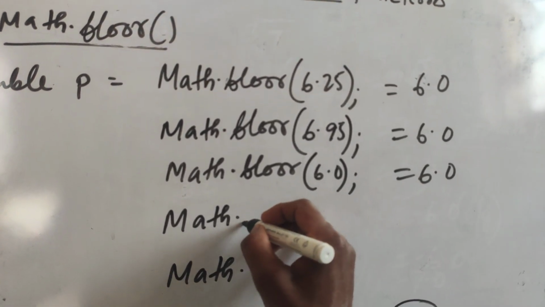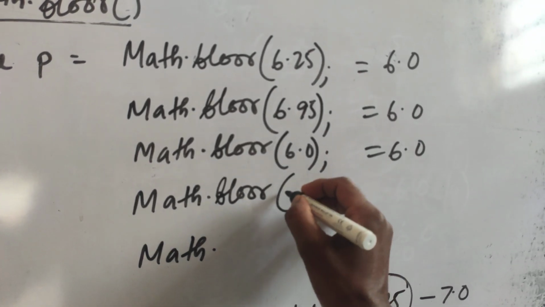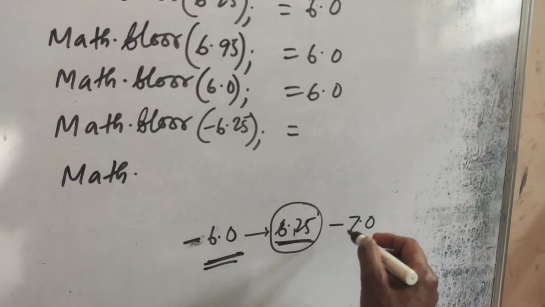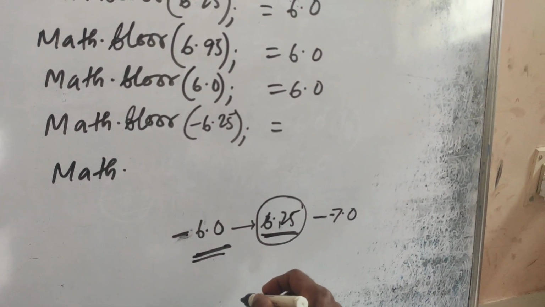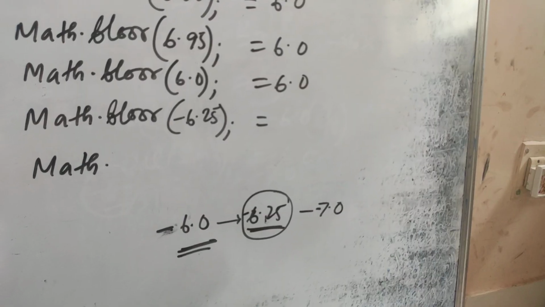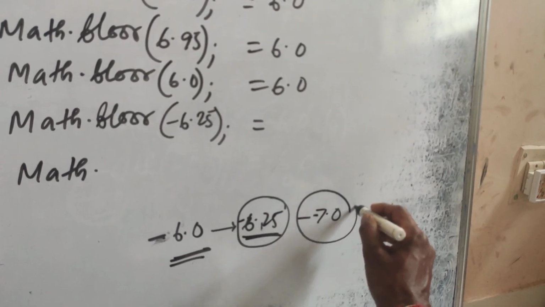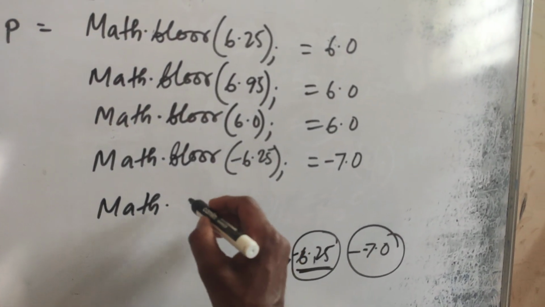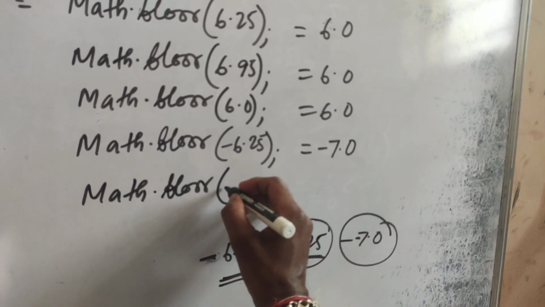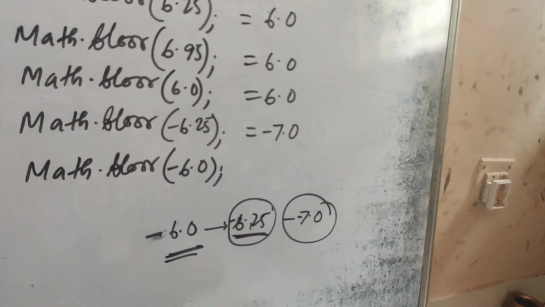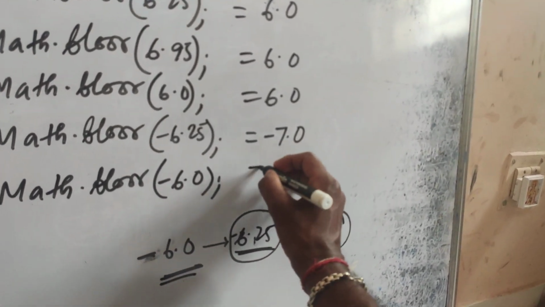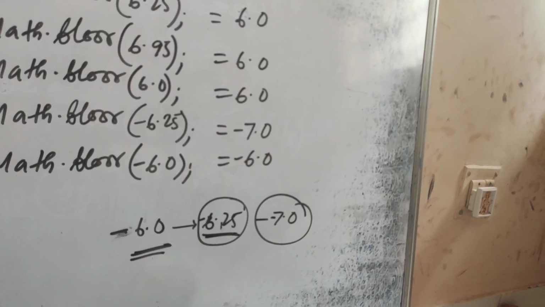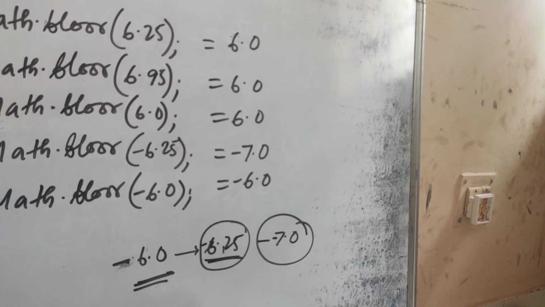Okay. Now minus. Suppose minus 6.25. In that case, suppose minus 6 to minus 7.0, in between these is minus 6.25. So the next lower integer, minus 7.0, will come. Minus 7.0 is the answer. Okay, in floor, if minus 6.0 is there, then minus 6.0 only will come as the answer. That time not minus 7.0, the same value will come. Clear?